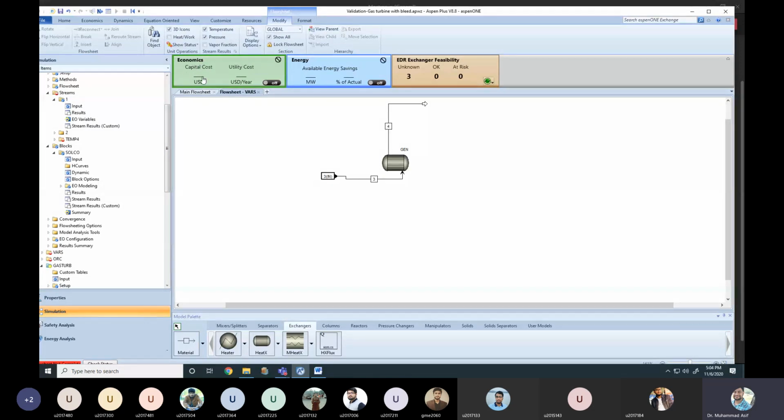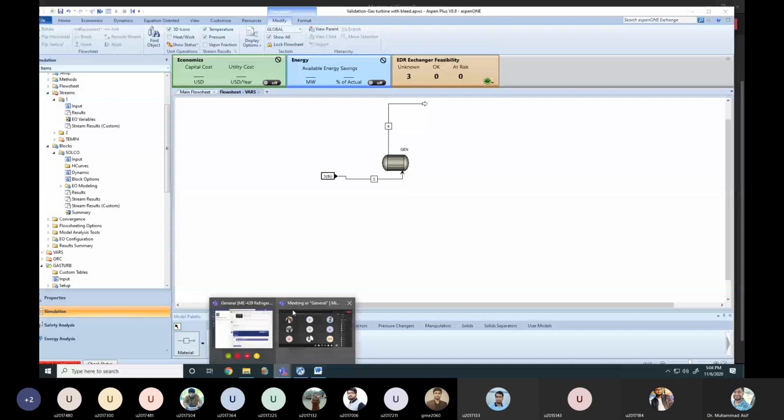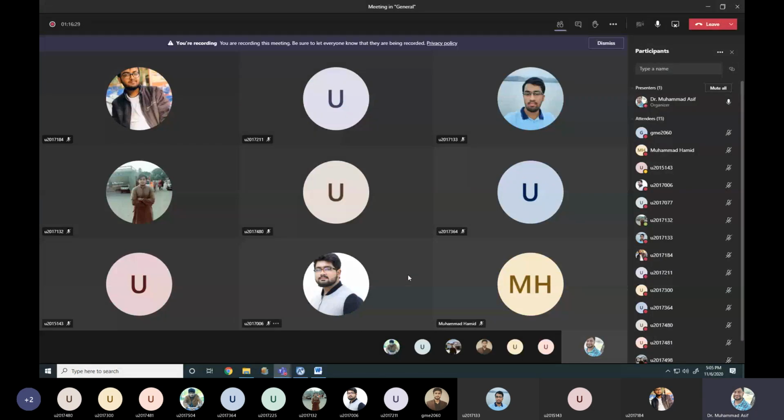Okay, so in economics you can perform the economic analysis. It is off right now, but it will ask you for the components. It already knows the components that are used here. It will ask you the cost per year, so you can put that cost in, and it will automatically calculate all of the costs that are involved in the system. Right. Any other question?